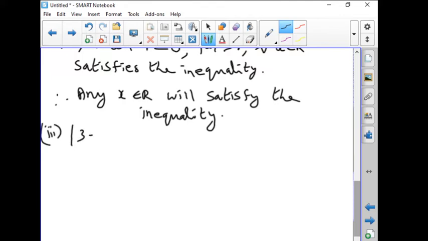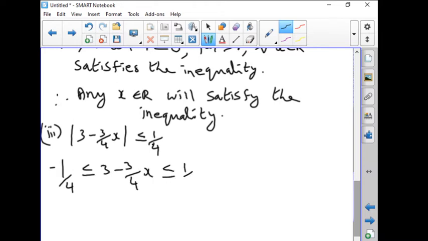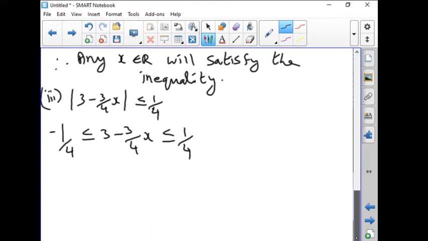Modulus of 3 minus 3 by 4x is less than or equal to 1 by 4. So, like the previous first one, how will you write? Minus 1 by 4 is less than or equal to 3 minus 3 by 4x less than or equal to 1 by 4. Okay, similar to the first one.